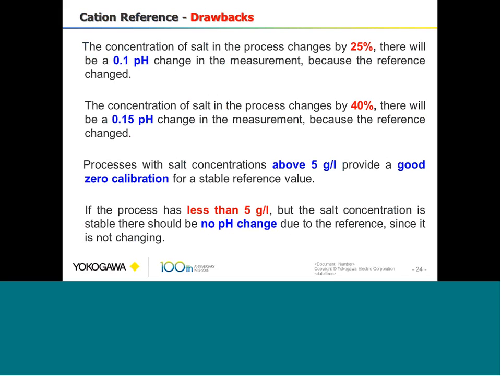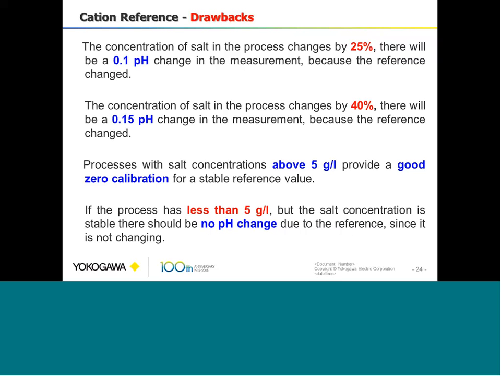Now, what we were referring to about the salt concentration is that this being a cation reference side, it moves with the concentration of the salt in the process. It's not independent of it. However, it's going to take a 25% increase in whatever that salt concentration is to get about a 0.1 pH change in the measurement. Should the salt content change like 40%, then you'd have, as you can see here, a 0.15.